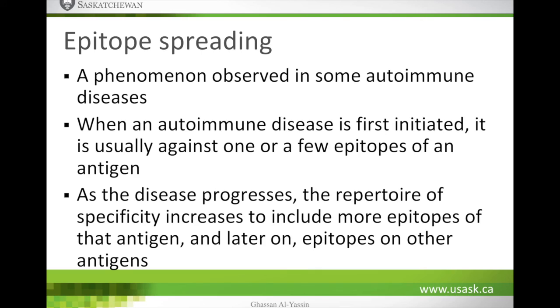The last thing we will talk about is a phenomenon known as epitope spreading. Epitope spreading is observed in some autoimmune diseases. When the disease starts, the lymphocytes involved are usually specific to one or a few epitopes of a particular antigen. As the disease progresses, the number of antigens and epitopes being recognized increases. This can be explained by the quorum hypothesis, because as the disease progresses, the responding lymphocytes will help establish quorum for the other lymphocytes specific for other self-antigens.